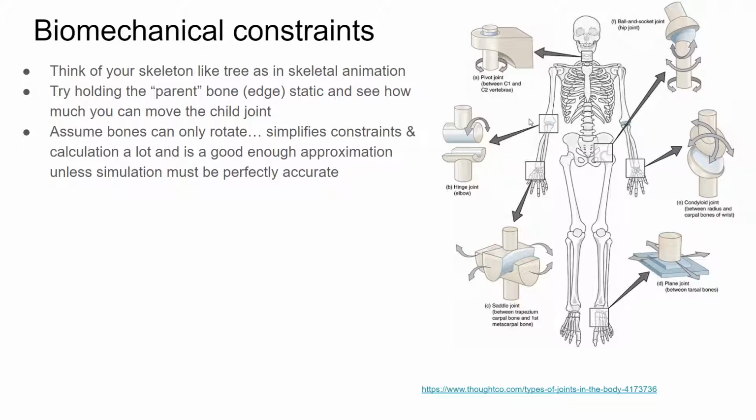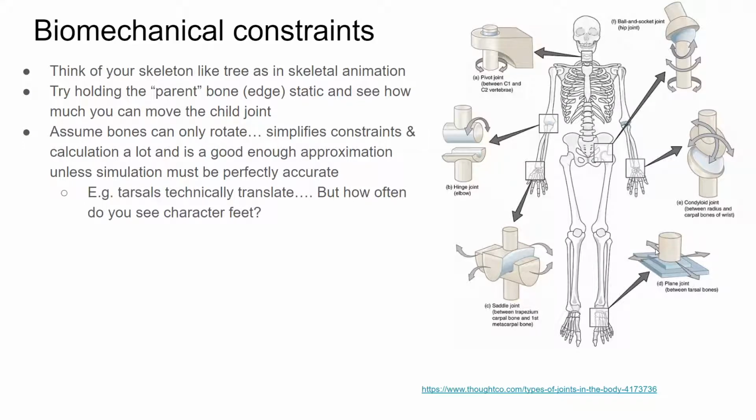But the assumption that we make here is that bones can only rotate, which is the case for almost all the bones in our body, except for the foot bones, as we'll see. Making this assumption does simplify calculations a lot, because you remove 3 degrees of freedom, basically. You remove the translational degrees of freedom. And it's, in general, just a good enough approximation. So basically the same reasons that we only try to use rotation for skeletal animation.